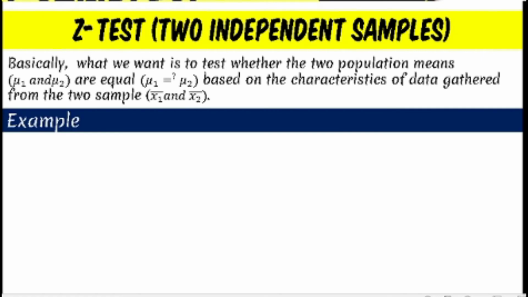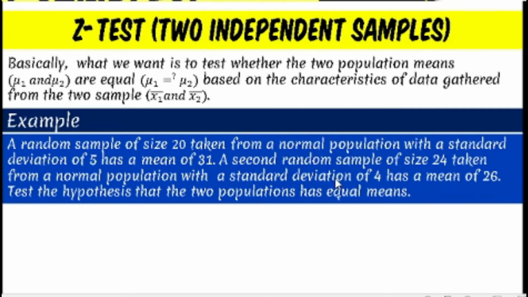This is the problem. A random sample of 20 taken from a normal population with a standard deviation of 5 has a mean of 31. A second random sample of size 24 taken from a normal population with a standard deviation of 4 has a mean of 26. Test the hypothesis that the two populations have equal means. It didn't say here if we are testing whether one is less than or greater than the other, so let's just assume that we are to conduct a two-tailed test. The context in this example is not really clear, but we got all the numbers that we need to run the test.